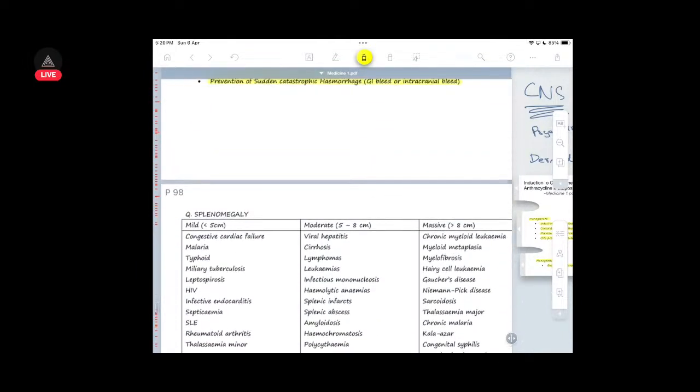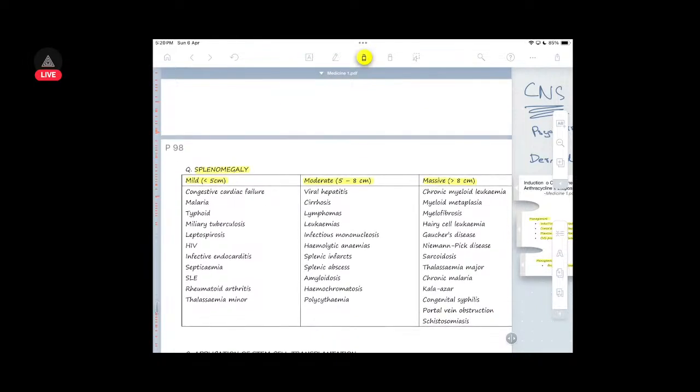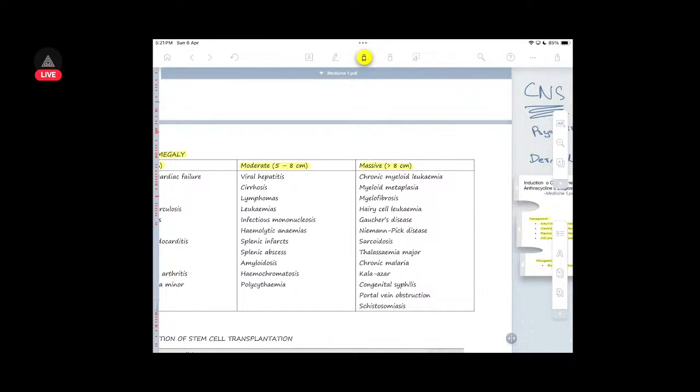Then we move on to splenomegaly, which can be mild, moderate, or massive. Mild is generally due to congestive cardiac failure, malaria, typhoid, miliary tuberculosis, leptospirosis, HIV, infective endocarditis, septicemia, rheumatoid arthritis. Massive is the only thing. Causes of massive splenomegaly: CML, myeloid metaplasia, myelofibrosis, erythroid leukemia, Niemann-Pick disease, thalassemia major, chronic malaria.